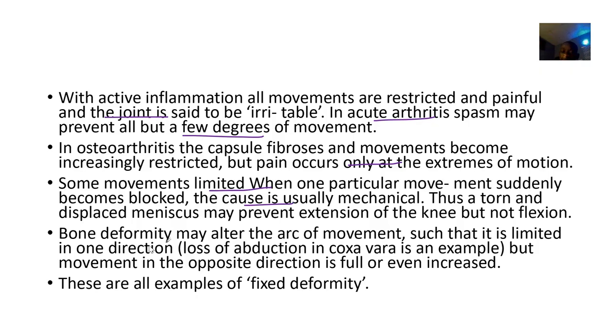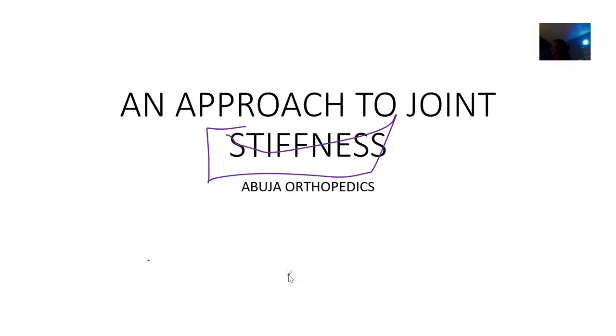Thus, a torn and displaced meniscus may prevent extension of some movements, but they are limited just because another movement is limited. You understand? If you have a torn and displaced meniscus, of course you won't want to extend your knee, right? Bone deformity may alter the arc of movement such that it is limited in one direction. Loss of abduction in coxa vara is an example, but movement in the opposite direction is full and even increased. Alright, so that's it. Basically an introduction to approach to joint stiffness.